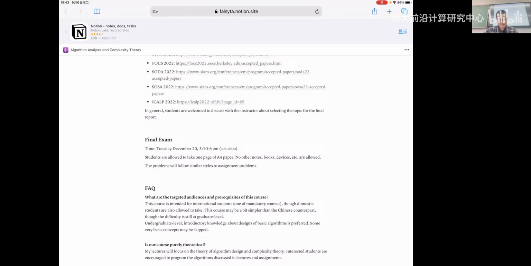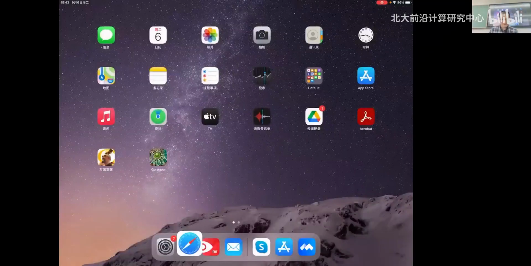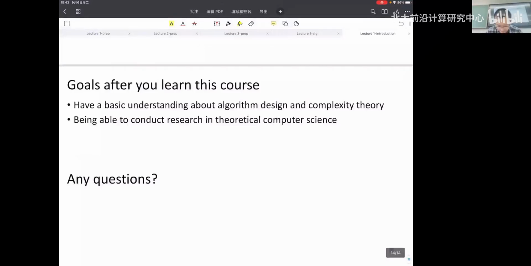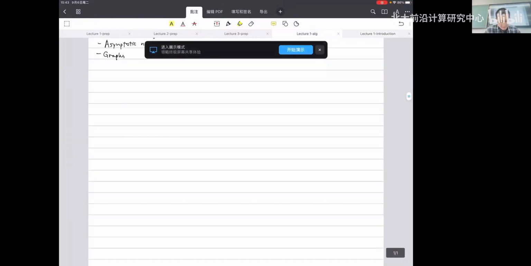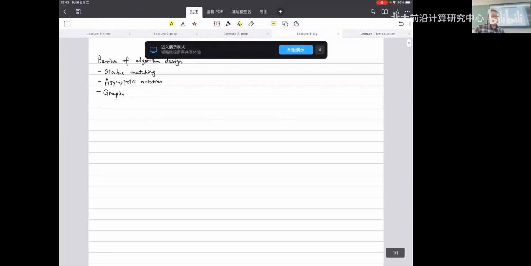Okay, so let's get started with the technical part of the lecture. For the rest of today's lecture, we will cover some basics of algorithm design. At the beginning, I will talk about a problem called stable matching, and then I will talk about asymptotic notations and also graphs. So let's begin. What is the stable matching problem? This is a simple example. Stable matching.